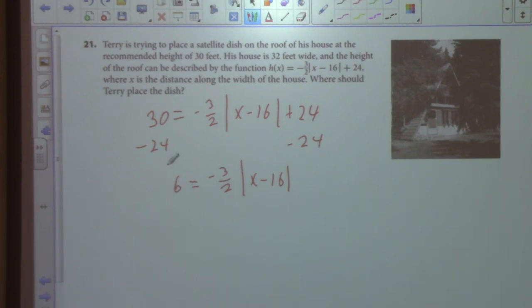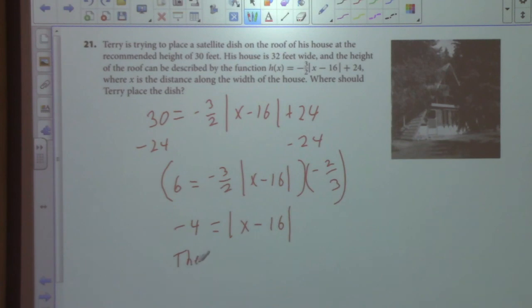Multiply by the reciprocal. So what's our reciprocal here? Negative 2/3, right? So negative 2/3 times 6 is going to be negative 4. So we get negative 4 equals x minus 16. That's not possible, right? No solution. She already knows. You can't put it anywhere. So this will not work, okay? So there is no location.